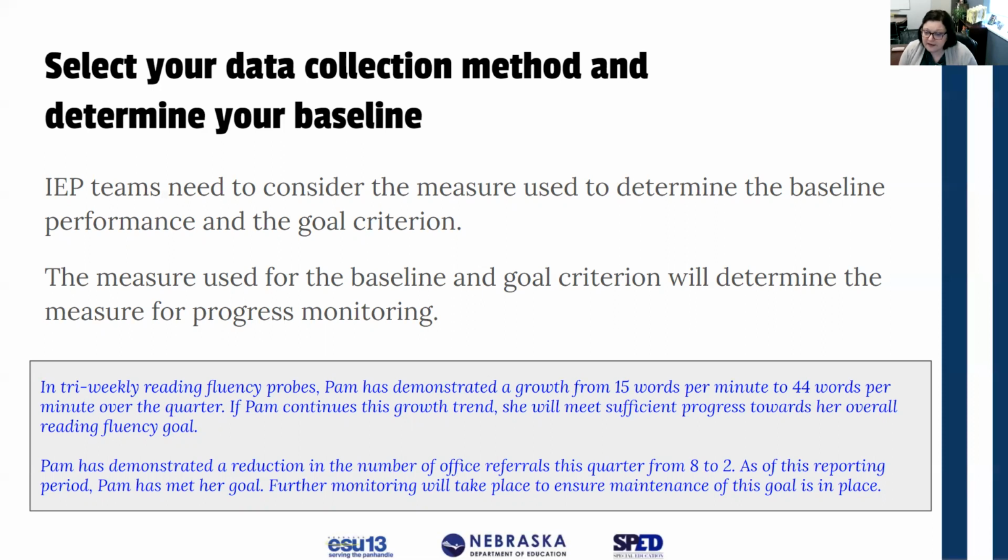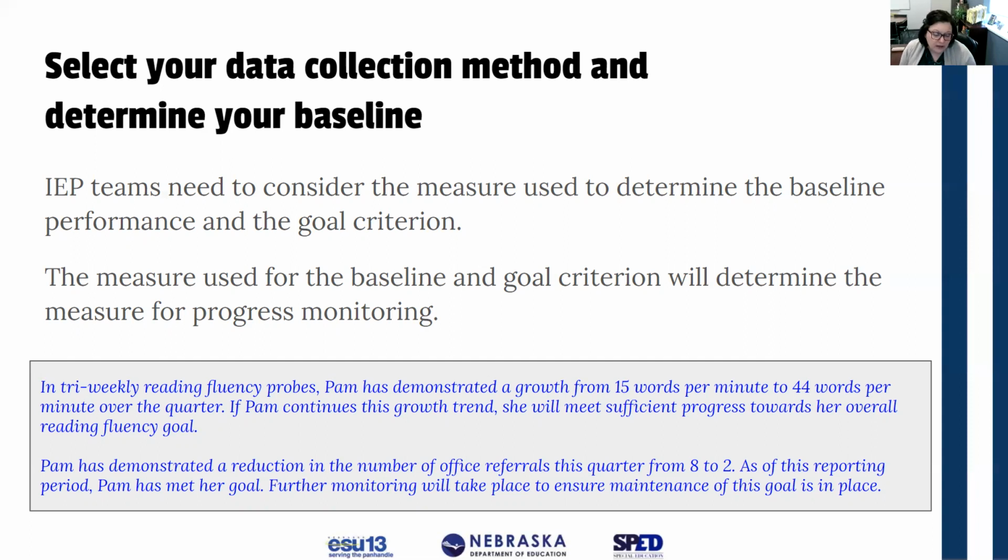Then we have identified that, back to the goal, we link it back to the goal where we were monitoring fluency. So we identified words per minute because that's what's noted in the goal. And then we add the analysis part. If Pam continues this growth trend, she will meet sufficient progress towards her overall reading fluency goal. So notice I brought it back to the goal. I linked it back to the reading fluency goal so that the parent or the team members when reading it would know.